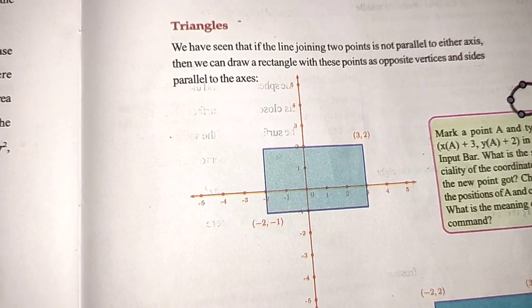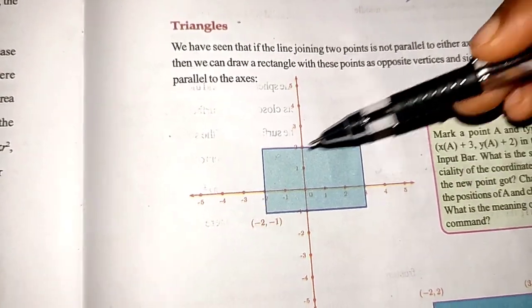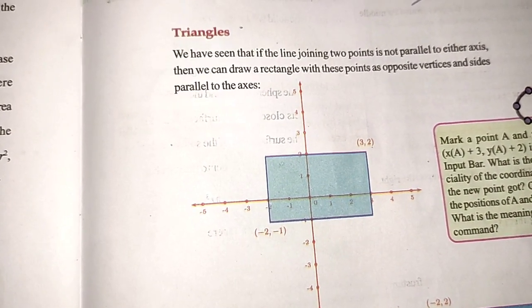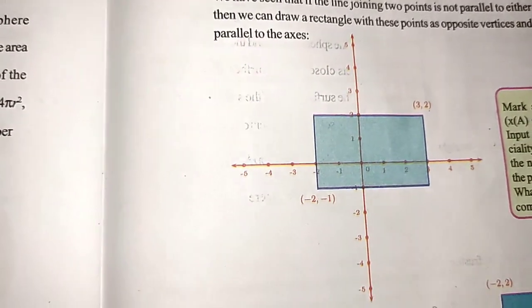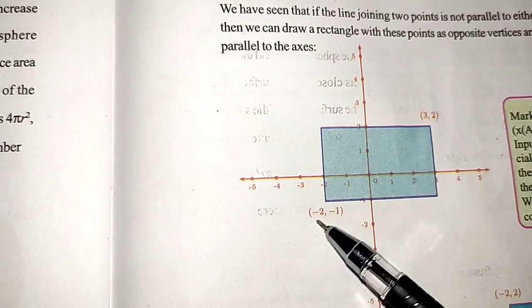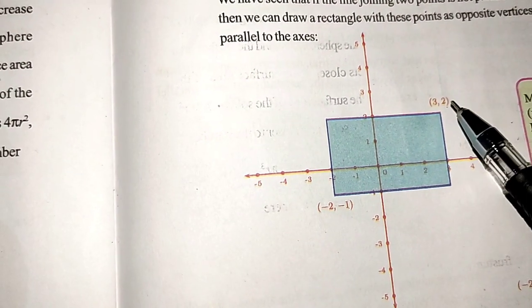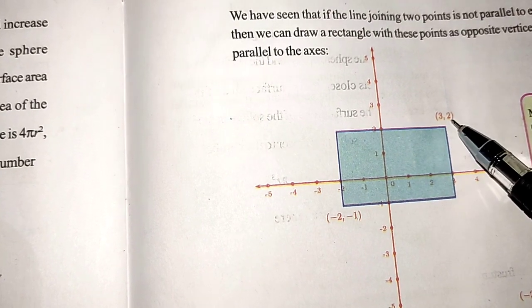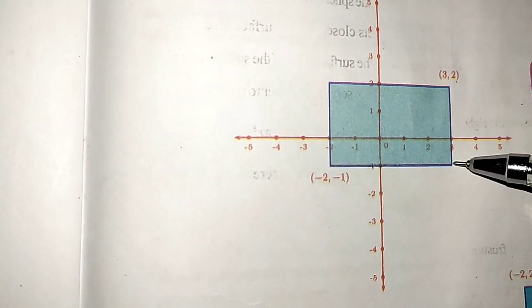Do you remember? And if we know two vertices of a rectangle, we can find out the other two vertices of that rectangle. So how do we find that? Here we have two vertices of this rectangle, (-2, -1) and (3, 2). These two are the opposite vertices of this rectangle. Then how do we find the second vertex? How do we find this vertex?